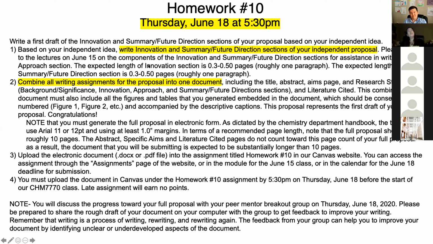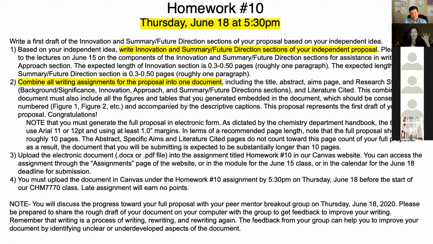Then what we want you to do for this homework 10 assignment is not turn in just the innovation and future direction sections that you just wrote. We want you to combine all the sections you've written up to this point. These 2 sections are the last sections of your full proposal. So we want you to put it all together into one document that represents the first draft of your proposal. Yay! Okay, so it's a real milestone in our class. You've got your first draft.